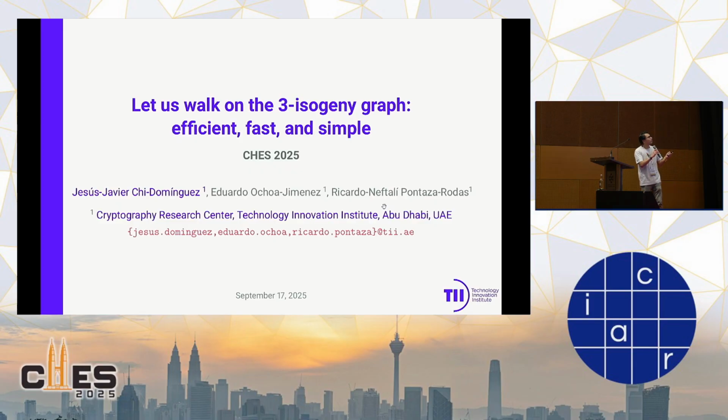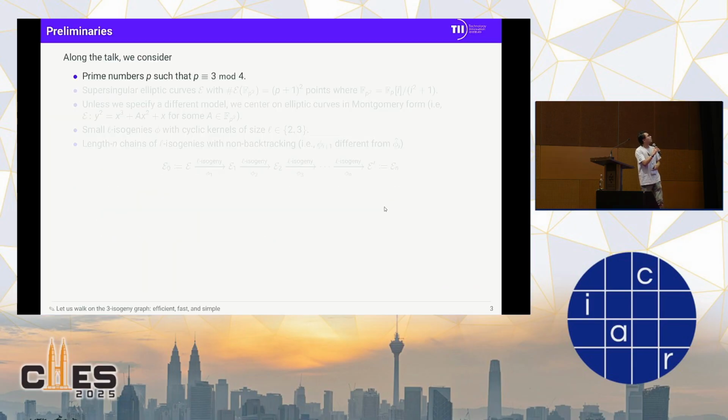So let's start. Along the talk, I will consider just primes p of this particular shape, so it should be congruent to 3 modulo 4. We are working over a supersingular elliptic curve with this kind of points, so p plus 1 squared or p minus 1 squared points over F_p squared. So in particular, we can think that this quadratic field extension is just like the complex numbers modulo p, for example.